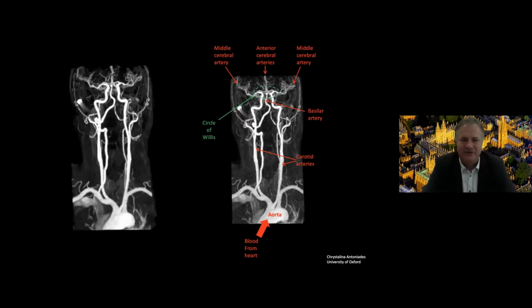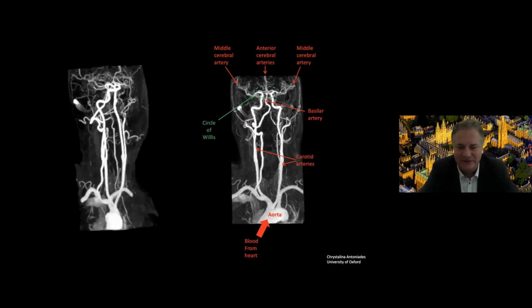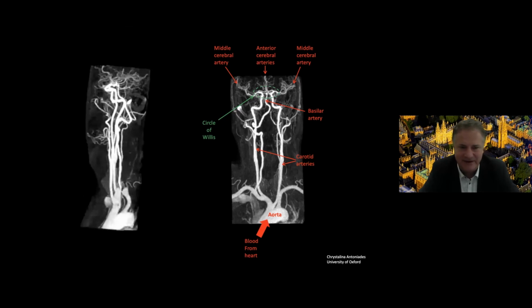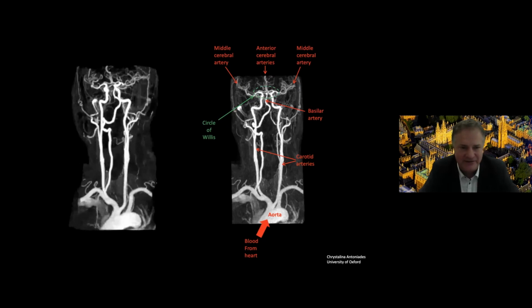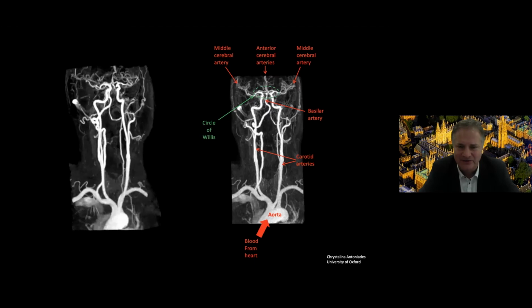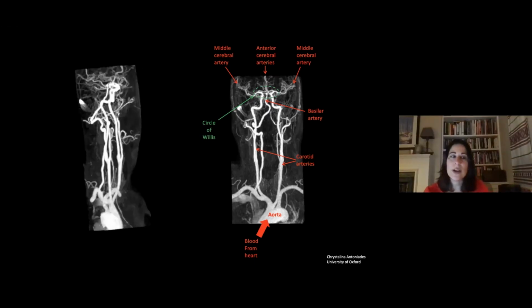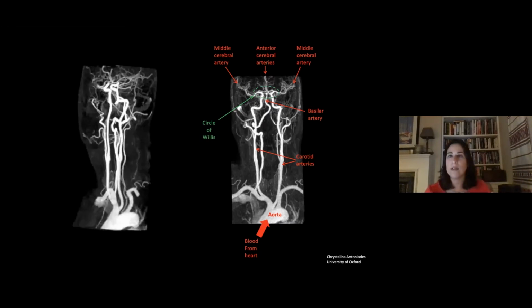So it wasn't Willis who was first to describe the circle. There were many others, Italians, Dutch, also Swiss researchers described this before him. So why is it still called the circle of Willis? Because he was the first one to actually relate it to clinical medicine and make it relevant, really.